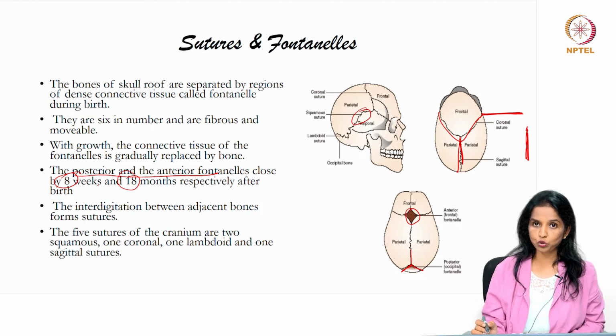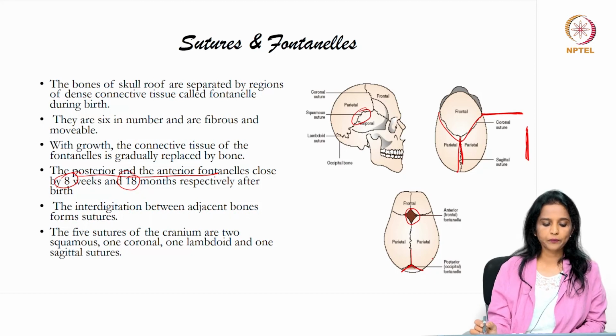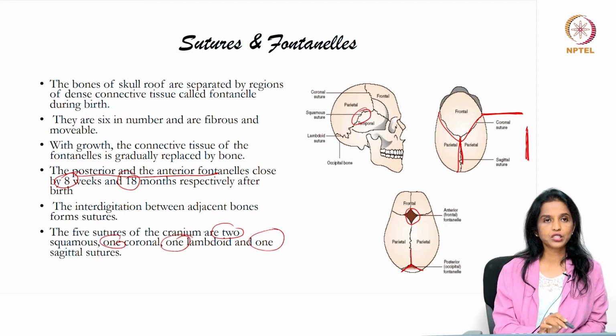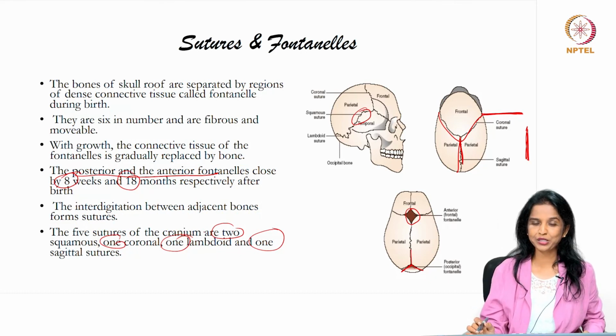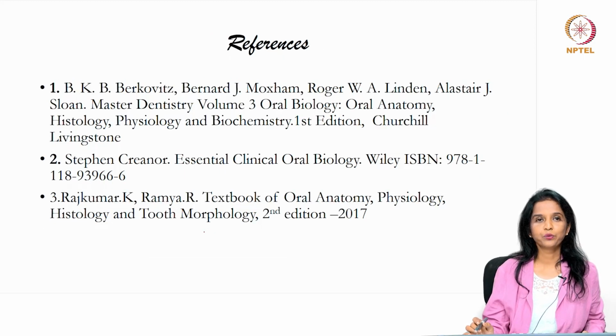So, 8 weeks is 2 months of the lifetime of a newborn child, and 18 months is 1.5 years in the lifetime of the newborn child. And then the few sutures which you already saw: 2 squamous, 1 coronal suture, 1 lambdoid and 1 sagittal suture. So, we have quickly seen the craniofacial anatomy in 2 parts. The first part discussed the cranium bones, and the second part discussed the facial bones. Additionally, we also touched upon the sinuses, the sutures, the fontanelles and the foramina.